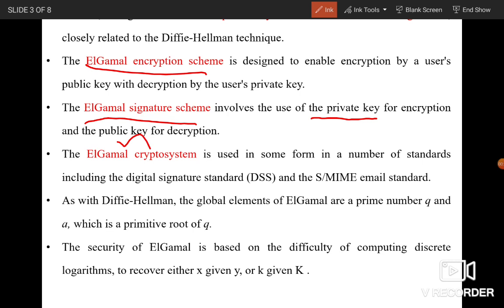And this ElGamal crypto system is used in combination with some other standards like the digital signature standard, the S/MIME email standard and so on. Very similar to Diffie-Hellman, in the ElGamal crypto system also we need some global parameters, that is the prime number Q and the primitive root A. The security of the ElGamal crypto system is fully based on the difficulty of computing discrete logarithm, just like RSA and DSA.